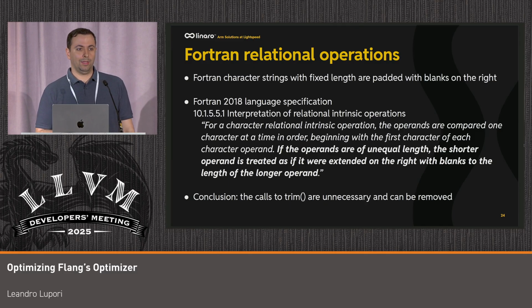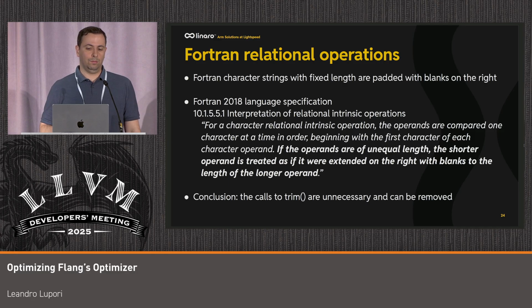Well, first we need to remember that in Fortran, character strings are padded with blanks to the right. And also, if we check the Fortran language specification, we'll see that in comparisons, the shorter string operand is always padded with blanks to match the size of the other operand. What all of this means is that it's safe to drop the trim calls because the relational operator already considers the blanks to the right.